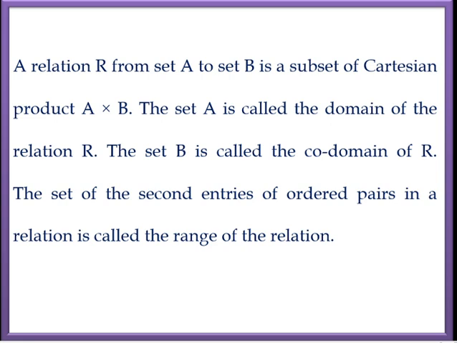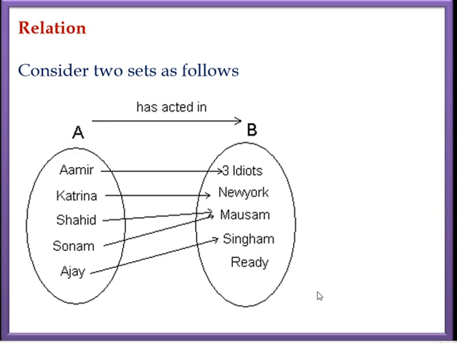The set of second entries of ordered pairs in a relation is called the range of the relation. So in this set, what will be the range? See, this element is not associated with any of the elements. So this is part of the codomain, but this is not part of the range of the relation.